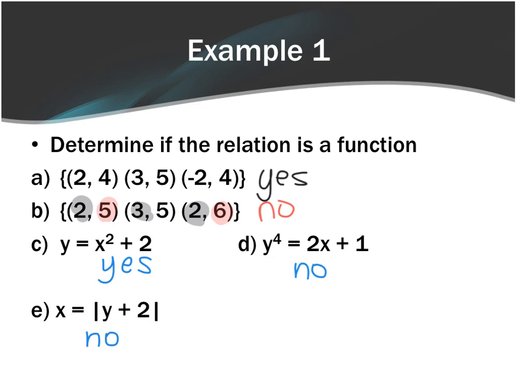Mary Angel: Wait, why was the first one a function? Because you can't have an x repeat with a different y. So the y's can repeat, but the x's cannot repeat with a different y. So we looked at all the x's. There was none that were repeated.